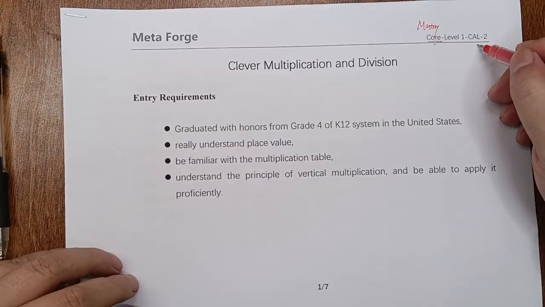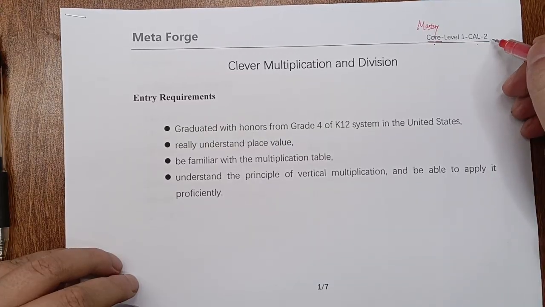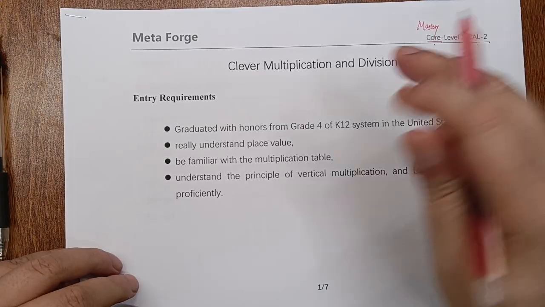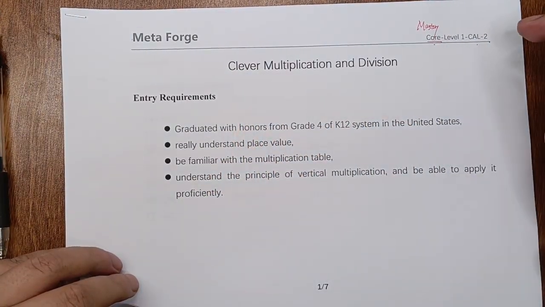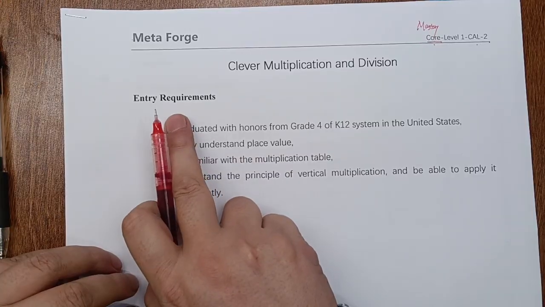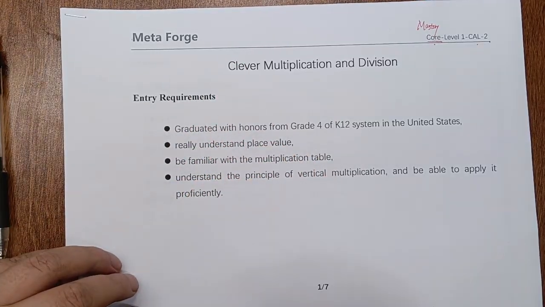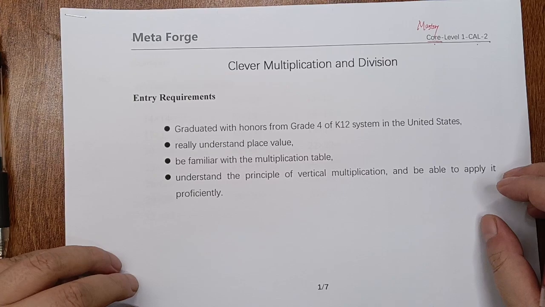The core tier calculation module, the second session. The theme is clever multiplication and division. Students, if you own the qualification here, you will learn a lot in this session. Otherwise, your learning efficiency is relatively lower.